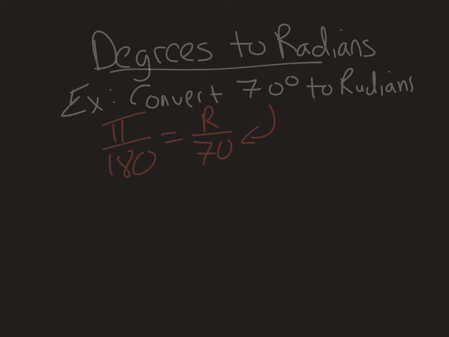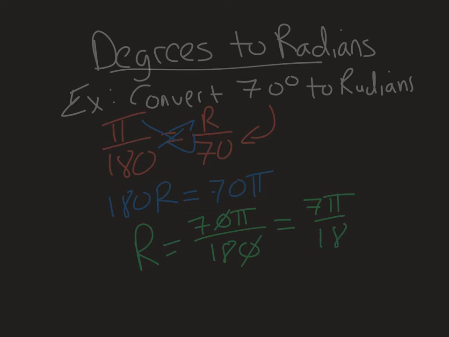Okay, I would then cross multiply, because it's a proportion. So I'm going to have 180 times r equals 70 times pi. Now I would leave the pi. It allows us to keep this as exact as possible for as long as possible. So then to get r by itself, I would divide by 180. So r is going to equal 70 pi over 180, which we can simplify at least a little bit. Get rid of the zeros here, divide by 10, and we'll get 7 pi over 18.